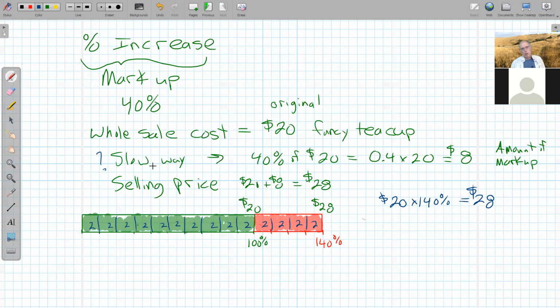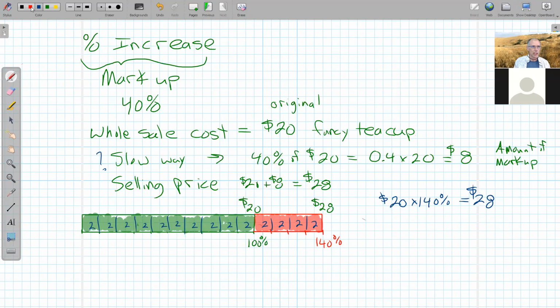Now, the slow way is great, right? That's how it works. We can actually say, hey, mark it up $8. But the bottom line, what do I care about? I care that I paid $20 for it and I'm going to sell it for $28. So it's the beginning, the 100%, and the 140% that are kind of more meaningful than the actual 40% markup. What did we start with? What did we end with?